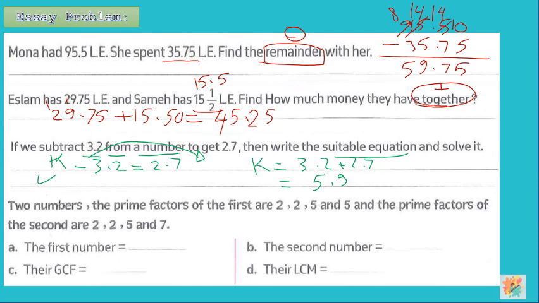The last question, two numbers. The prime factors of the first are 2, 2, 5, 5. And the prime factors of the second are 2, 2, 5, and 7. Okay? The first number is what? To get the first number, we will make multiply between all of it. So it's a 10 by 10, it's 100. Because 2 by 2, 4 by 5, it's a 20 by 5, it's 100. The second number, that's 2 by 2 by 5 by 7. So 2 by 5, 10. The 2 by 7, 14. So 14 by 10 equals 140.